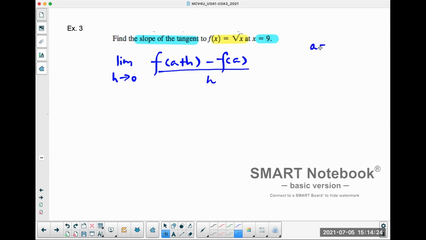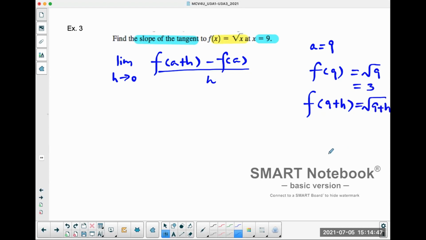This time, a is 9. So I need to find f at 9, and I need to find f at 9 plus h. The function is square root of x. So square root of 9, well, that's good. That's 3. Here, you're going to get square root of 9 plus h, which we can't really simplify. Okay, so let's put it in here first. Equal to the limit h approaches 0, square root of 9 plus h minus 3 over h.